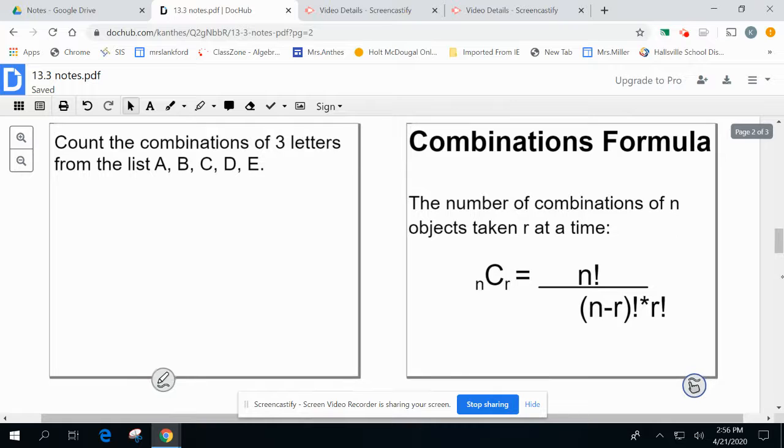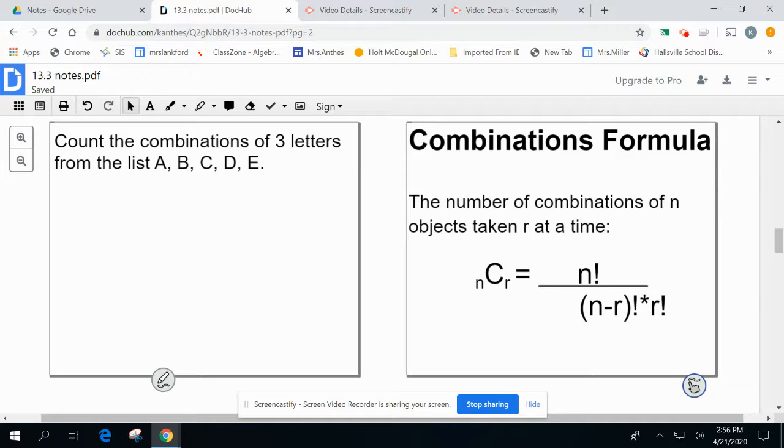Okay, so now if we look at a combination of 3 letters from that list, we're going to do this using the calculator. We have how many letters here? 1, 2, 3, 4, 5. So 5 letters in a combination, and we're going to take 3 of them at a time. And if you type that into your calculator, you should end up getting 10. So 10 different ways you could do that.